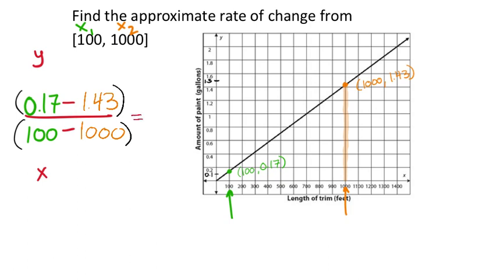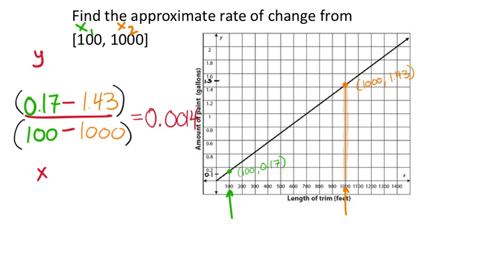When I put this into my calculator, I will have the approximate rate of change. So let's put this in: 0.17 minus 1.43, close parentheses, divided by parentheses 100 minus 1,000, close parentheses. And mine shows 0.0014. So that's good enough right there. Again, did you get something different? You could have. Maybe your decimal repeats, or maybe yours terminates at a different place value. I don't know. But that's enough to call this our answer.